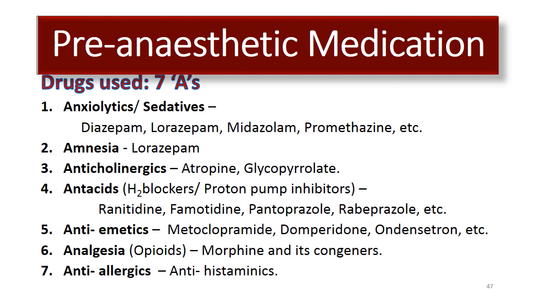To produce analgesia or opioid analgesia, we are using morphine or its congeners. The last one is for anti-allergic actions, antihistaminics, first generation or second generation, which we are using as pre-anesthetic.